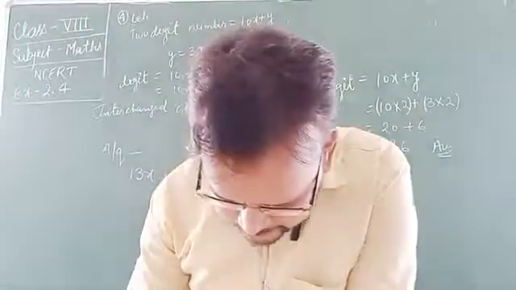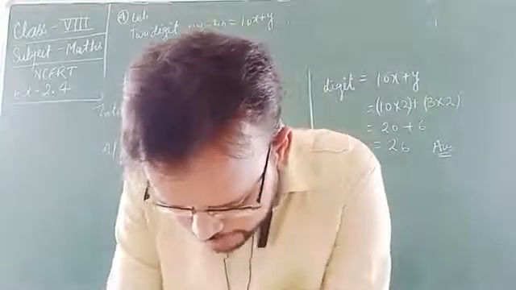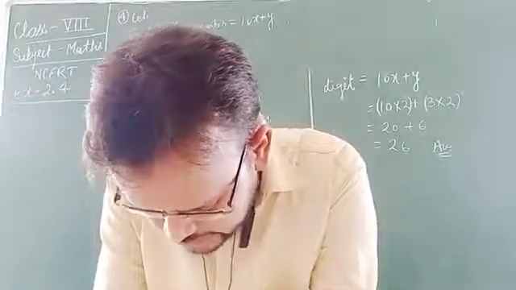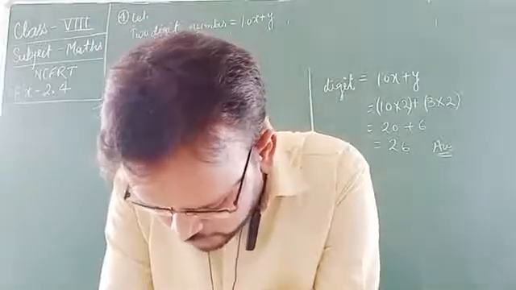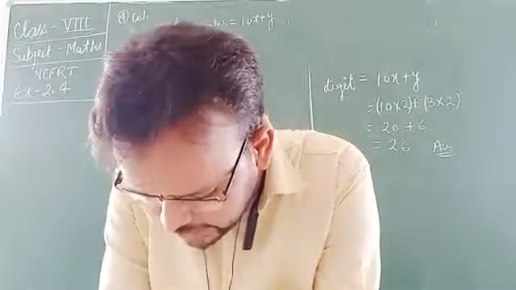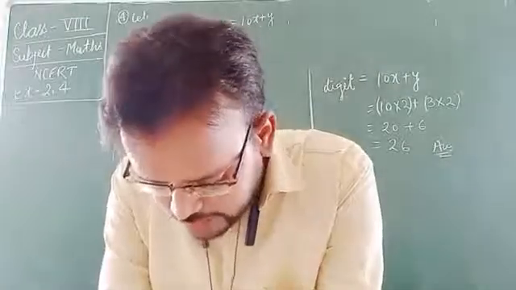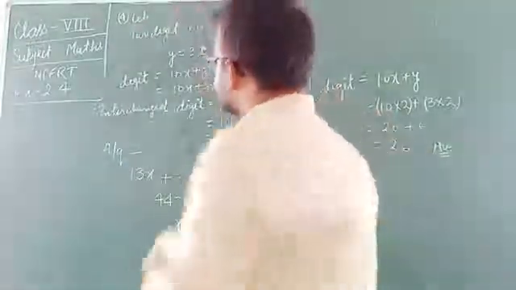Now question number 5. Shoboj's mother's present age is 6 times Shoboj's present age. Shoboj's age 5 years from now will be 1/3 of the mother's present age. What are their present ages? Okay. Now see the question number 5.